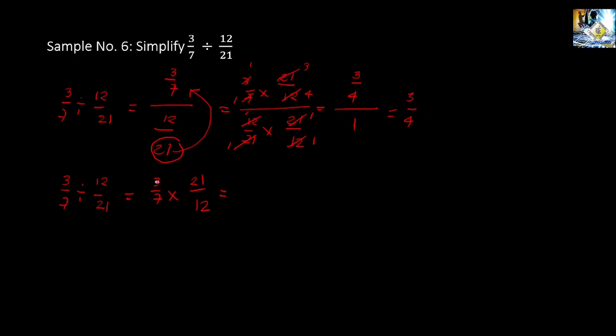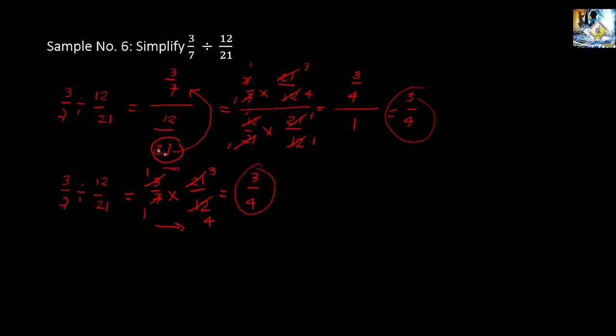Again, we cancel out this one. This will become 1. This will become 4. If we cancel 21 by 7, it will become 3 and 7 becomes 1. So, direct multiplication again. So, that is 3 over 7. We multiply this one and we multiply this one. So, we have the same answer.